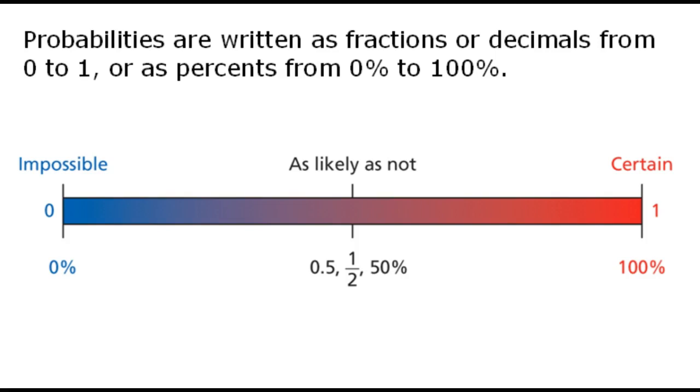Probability is really the likelihood of something happening, and it can be represented in basically three ways: as a number between 0 and 1, as a fraction, like a ratio, which still has to be between 0 and 1, and then as a percent between 0 and 100. So 0 would mean something happening is impossible. 50% would be as likely as not, and 100 or 1 would be certain. Okay, so probability is a number between 0 and 1.